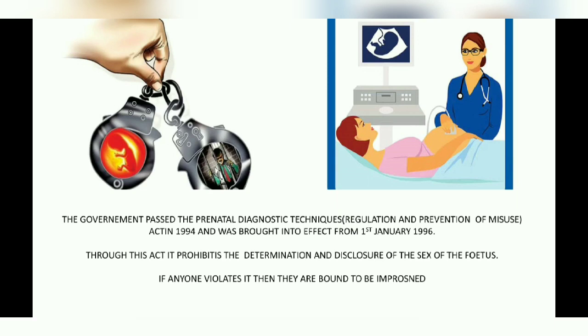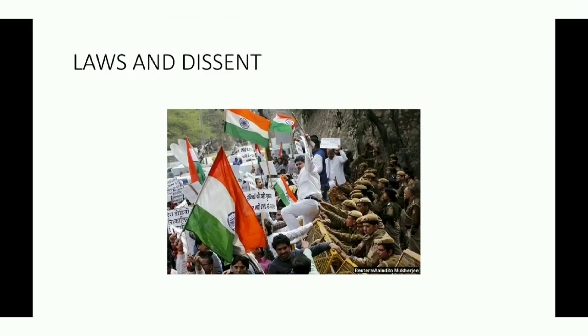Next, laws and dissent. Laws have been formed in order to provide benefit to the people. But in some instances, these laws can also be not in favor of the people. When that happens, people go against the law by protesting and trying to fulfill their needs. In history, we came across such incidents.